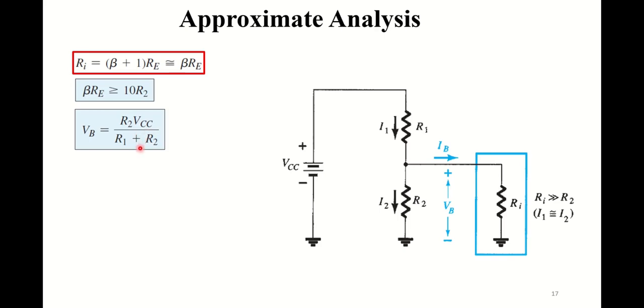That is, we can assume that both the resistors R1 and R2 are connected in series, which in reality are not in series. This assumption can only be made if the condition beta RE is greater than or equal to 10 R2. Otherwise, this technique cannot be used and the direct method must be used. Once the value of VB is calculated by the above method, remaining quantities like emitter voltage VE, emitter current IE, collector current IC, and VCE can be calculated like previous examples.